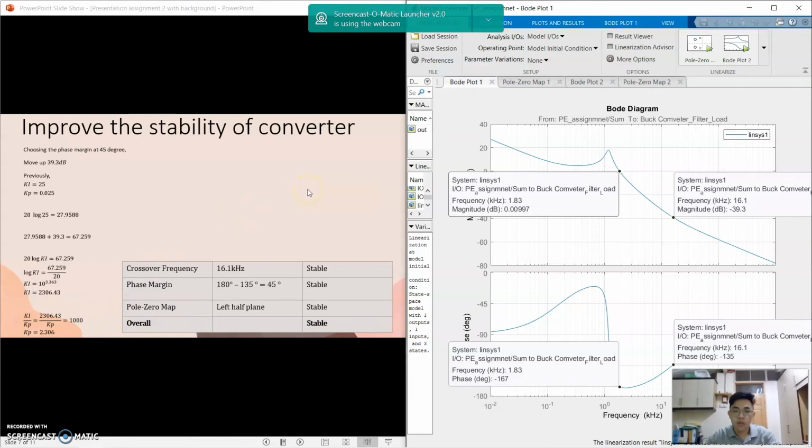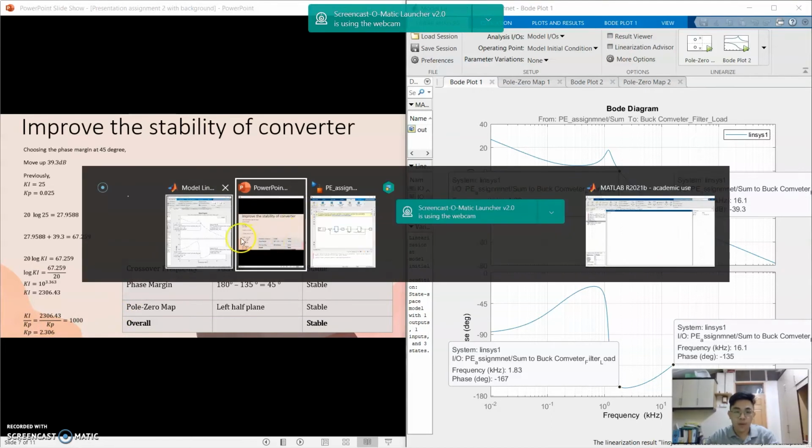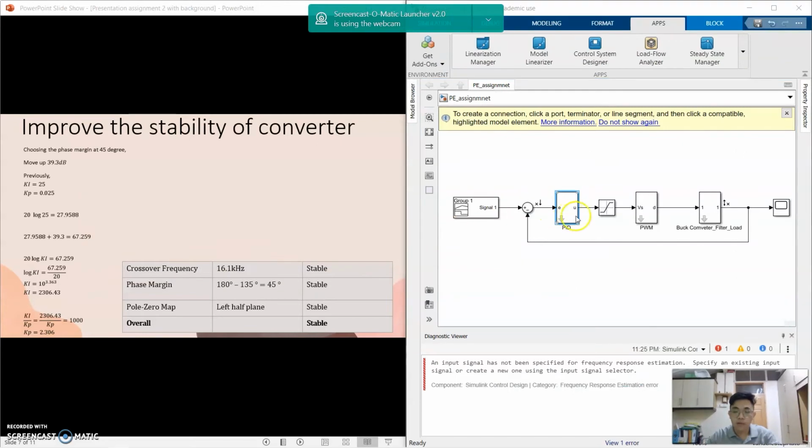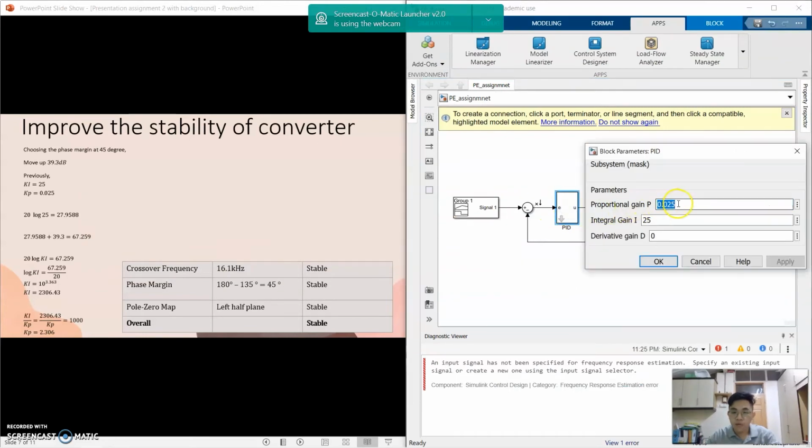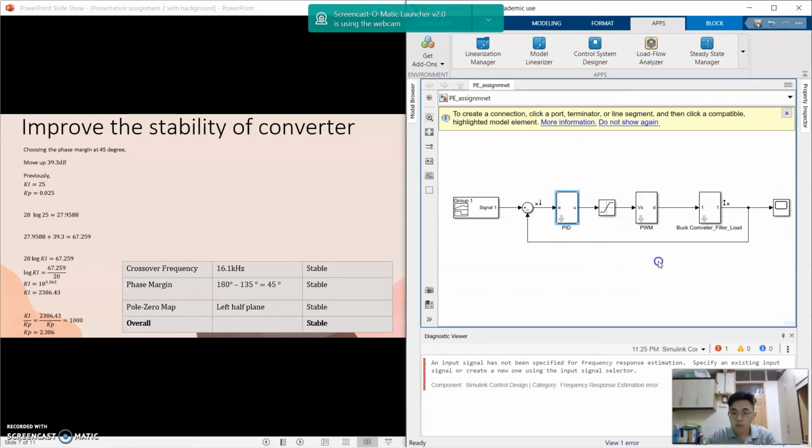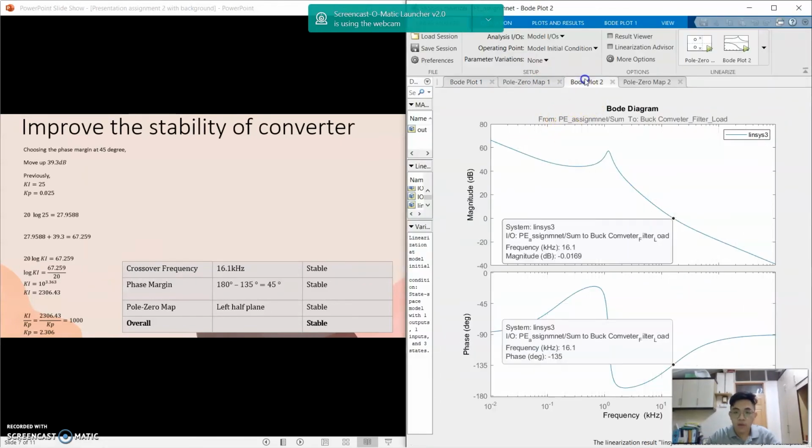And again, we need to change the parameter first. So for the Kp, we need to change to 2.306, and the Ki is 2306.43. So we run the model linearizer again. So this is the Bode plot for this, and at the 0 dB, we will get 16.1 kilohertz.